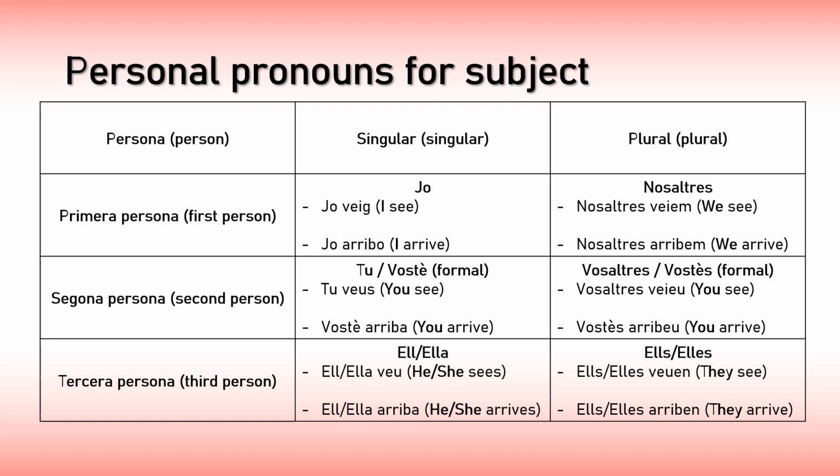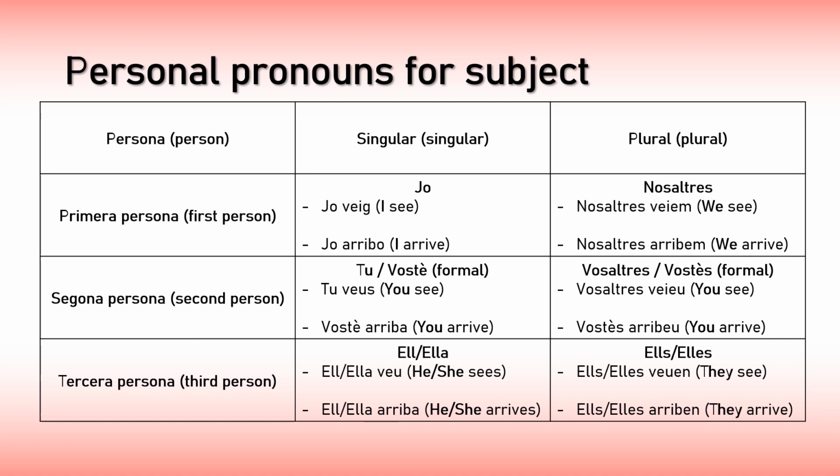Ell, when you want to say he, when you refer to a male, and ella when you want to say she, therefore a female. Ell, ella veu, ell, ella arriba. And for the plural, it's pretty simple. You just add an S for the masculine, and for feminine, you end the word with ES. Ells, elles. Ells veuen or elles veuen.